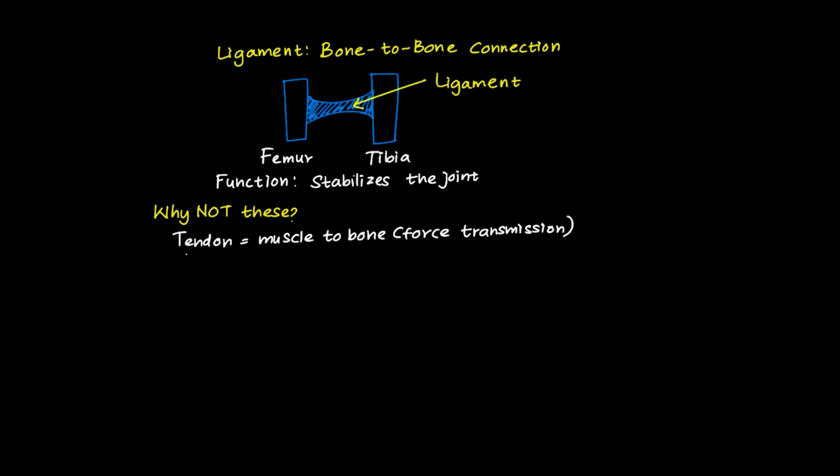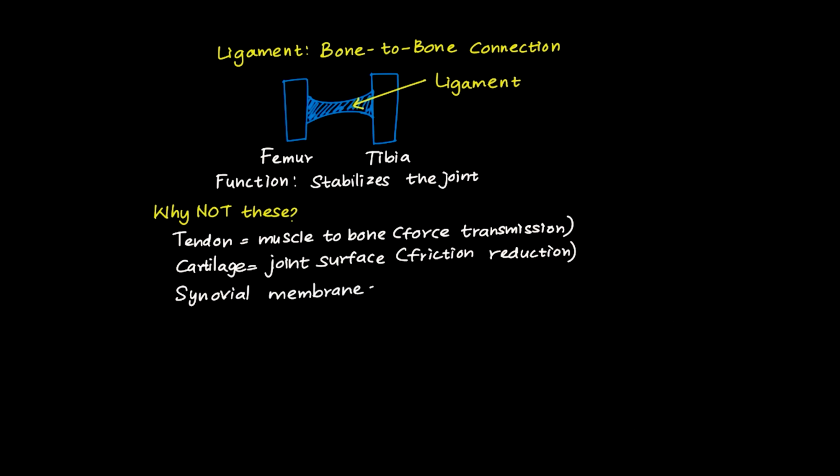Cartilage covers joint surfaces to reduce friction and absorb shock. It's not a band connecting bones across a joint. The synovial membrane lines the inside of the joint capsule and makes synovial fluid. It's thin tissue, not a tough fibrous band.